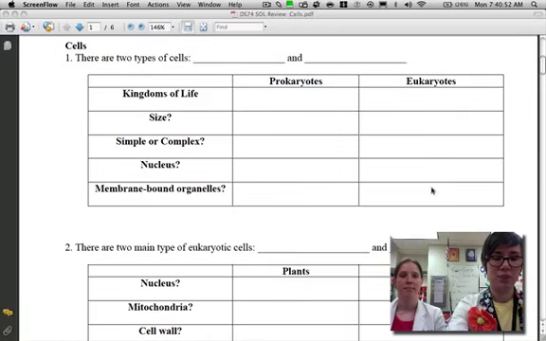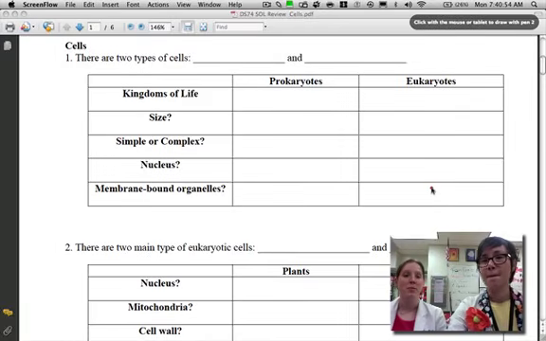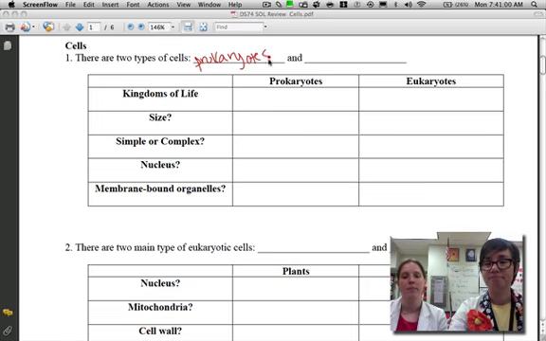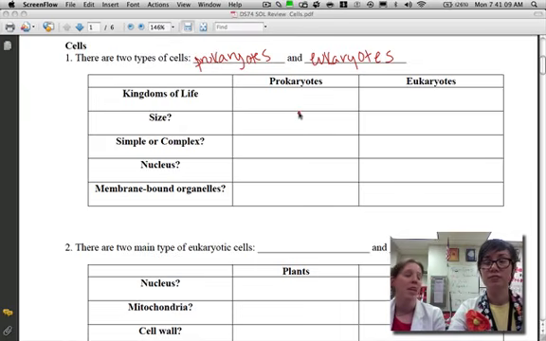So here we go. There are two types of cells, prokaryotes and eukaryotes. We're going to use this chart right here to compare the similarities and differences between the two. So the first characteristic is which kingdoms of life include these organisms. Do you want to tell us?